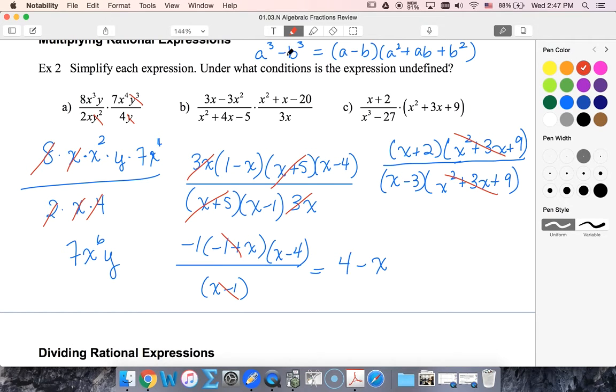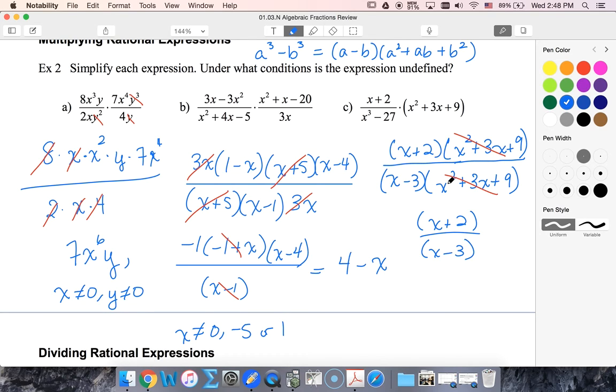So again, wanting to answer the question, where is it undefined? In my first scenario, I am undefined if x or y is equal to 0. So this expression only exists for x not equal to 0 and y not equal to 0, because that's where it's undefined. Again, looking at the original, my function is undefined if x is negative 5, 1, or 0. So x cannot be 0, negative 5, or 1.